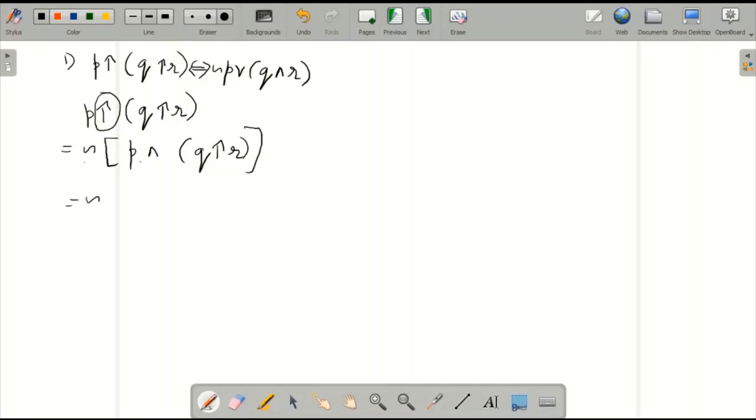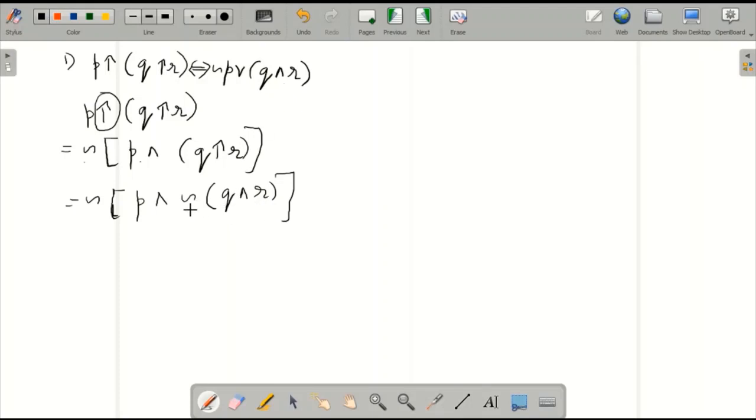Now again I'll solve this particular expression. Let this be as it is. So that will be P and, for this section, nothing but negation of the whole Q and R. Now just see what I want on the right hand side. I want Q and R, so Q and R is there.